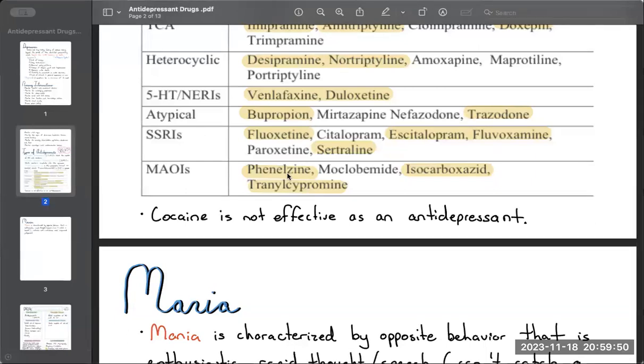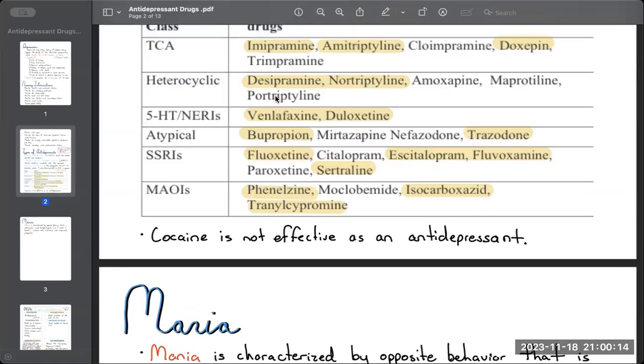MAOIs don't have an ending, but a very typical one is phenelzine. We also have isocarboxazid. I don't know how to say that, but that one right there. And we also have tranylcypromine. So these three drugs don't have the same ending, but they are classic examples of MAOIs. Now, another one that we're going to get into is that some antidepressants block norepinephrine reuptake, and those are venlafaxine and duloxetine. That one's not an SSRI, but these are just examples of other ones. But the main ones are the TCAs, the SSRIs, and the MAOIs.